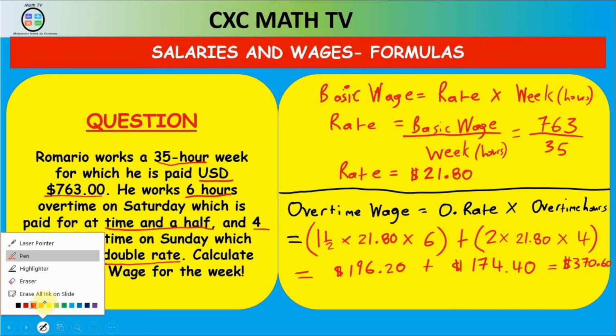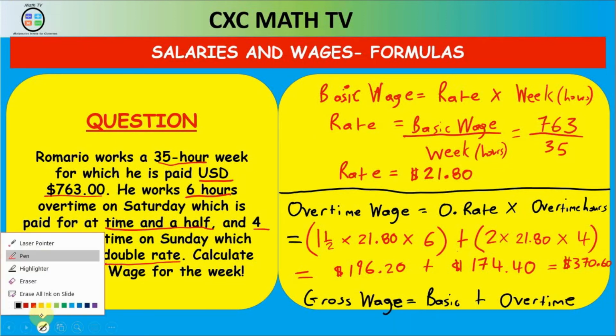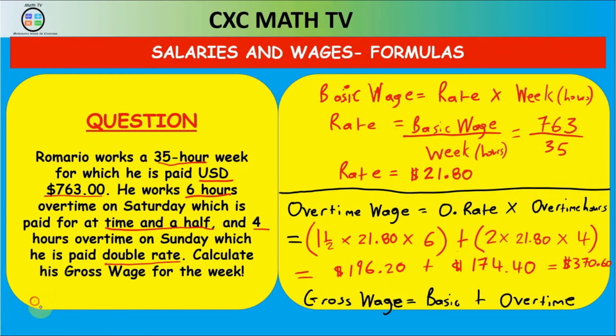So finally, to answer their question and give them the gross wage, you have to then tell them that gross wage is equal to your basic wage plus your overtime wage. So basic plus overtime. I'm just trying to shorten it. So we ran out of space. My apologies. So I'll bring it over here.